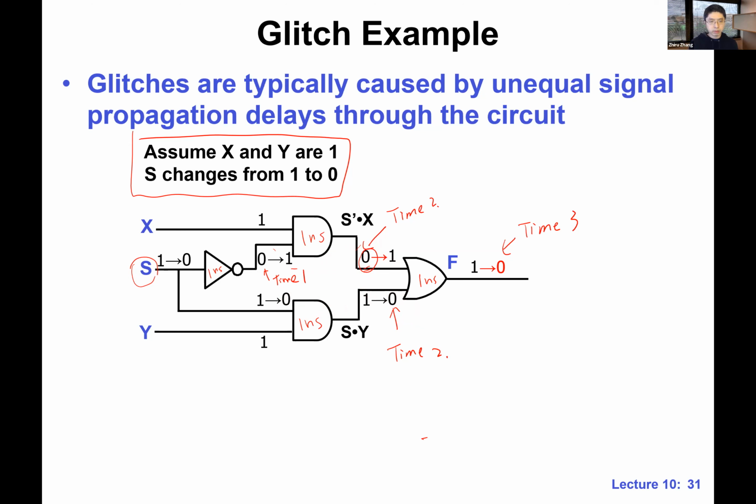Are you guys following? If not, just look at this. Just try to propagate the signal through this circuit. Finally, we have a 1 here. At time 3, this is basically the 3rd nanosecond, and in the 4th nanosecond, time 4, F gets back to 1. Any questions? So this is where we have a glitch.